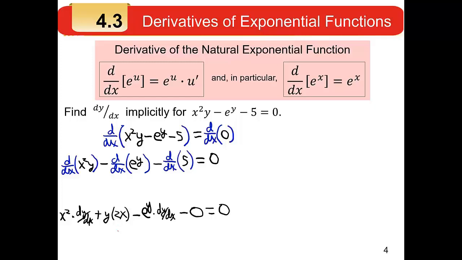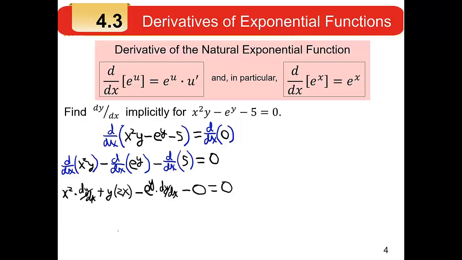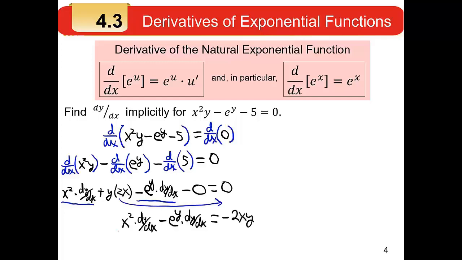The next step in the process of finding dy over dx implicitly is to take the terms that have dy over dx in them and get them on one side and take everything else to the other side. So the two things I've underlined both have dy over dx's in them, so they stay where they are. The one thing that doesn't, that 2xy, goes to the other side and becomes a negative 2xy.